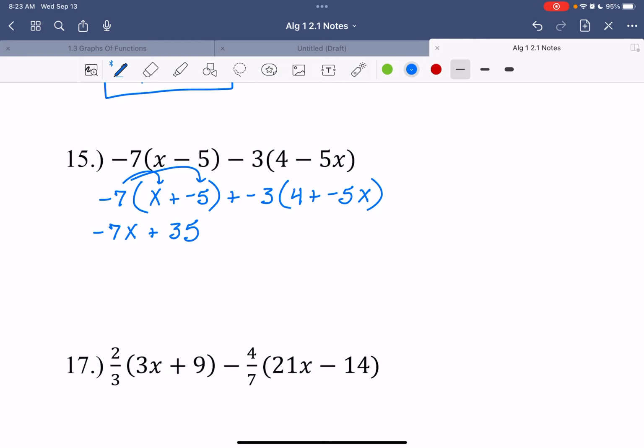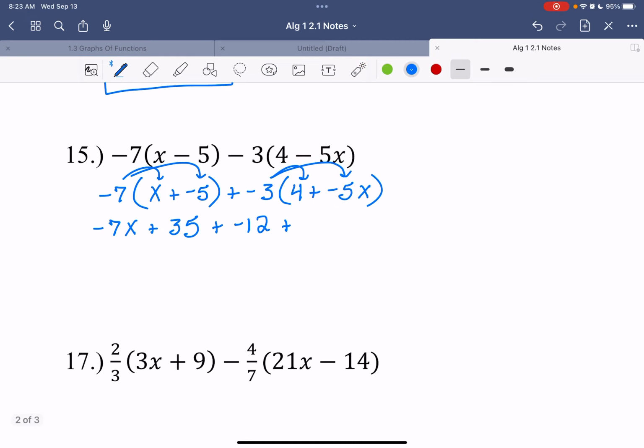Okay. Next bit, I cannot do this addition until I deal with the parentheses or multiplication. Order of operations. I can't do parentheses because they're not like terms, but I can multiply. So I'm going to go ahead and distribute here as well. So plus, negative 3 times 4 is negative 12, plus negative 3 times negative 5x, which is negative 3 times negative 5, positive 15x.